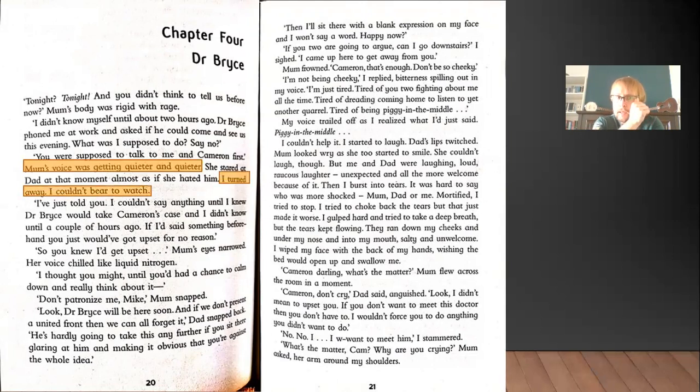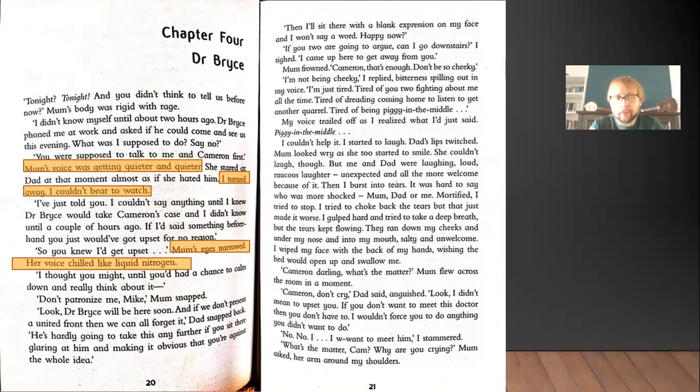Another good one: "I turned away. I couldn't bear to watch." So how is somebody feeling if they're turning away, if they're turning their back from something? It's a sure sign that they're really fed up. They're frustrated, they're annoyed, they can't be doing with it anymore. And that's exactly how Cameron's feeling there. But rather than the author, Malorie Blackman, saying Cameron felt fed up, she's showing us through his actions how he feels.